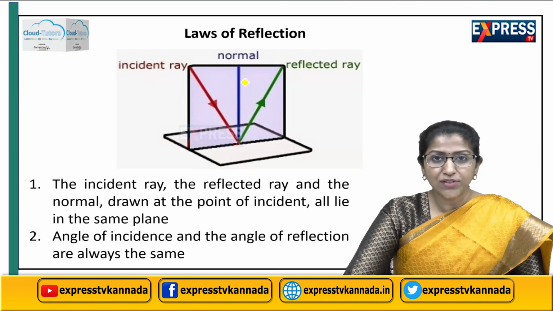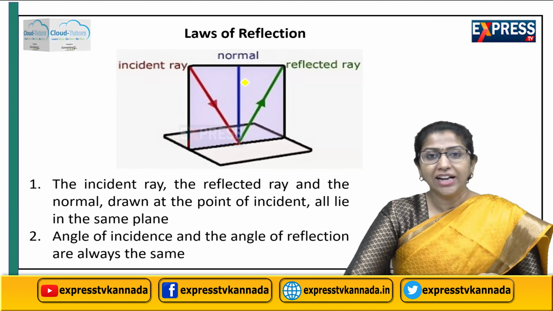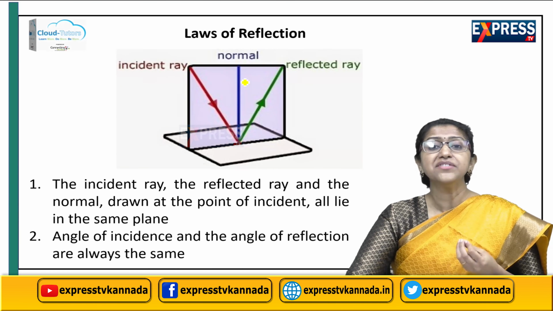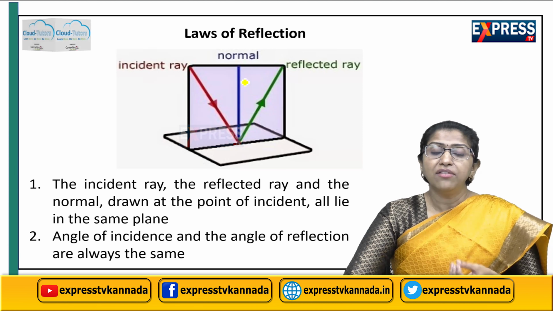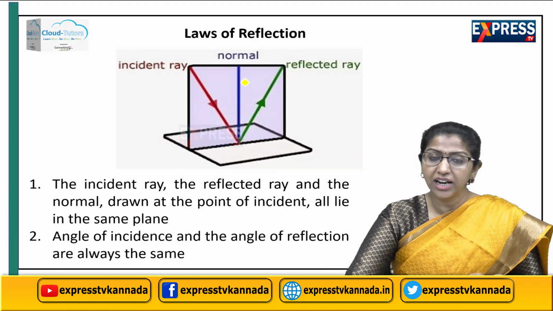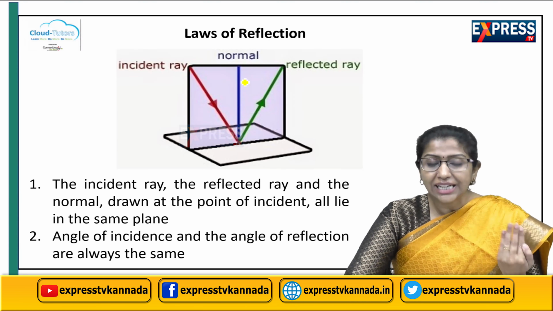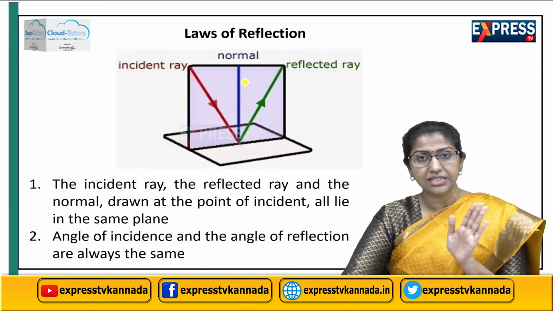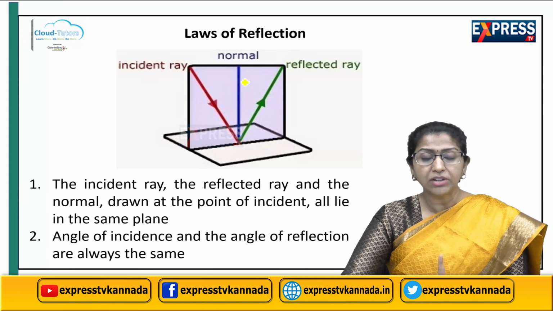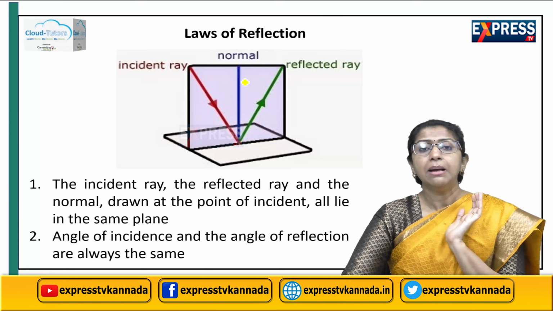You have been studying laws of reflection for a very long time. I'm sure all of you know it by heart. But let's just brush through it very quickly. What is the first law of reflection? The first law of reflection states that the incident ray, the reflected ray and the normal drawn at the point of incidence all lie in the same plane. All these three things, that is the two rays, incident ray and the reflected ray, and the normal drawn at the point of incidence, always lie in the same vertical plane.